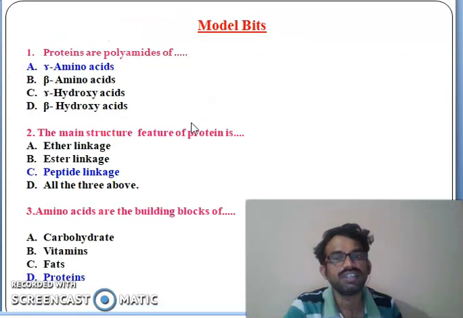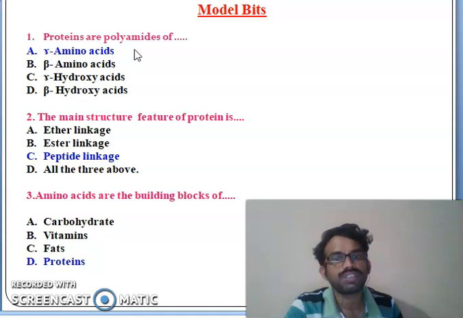And you can see next, some of the model bits I have mentioned here. You can see the proteins, like I focused on biomolecules. Biomolecules are one of the topics in chemistry, so most of the bits will come from biomolecules. Proteins are polypeptides of, here given four choices: alpha amino acids, beta amino acids, alpha hydroxy acids, beta hydroxy acids. So proteins are the polypeptides of alpha amino acids. So the correct answer is alpha amino acids.